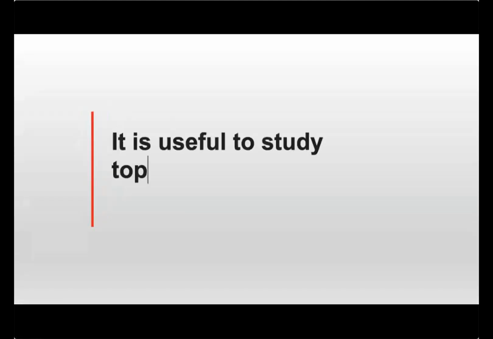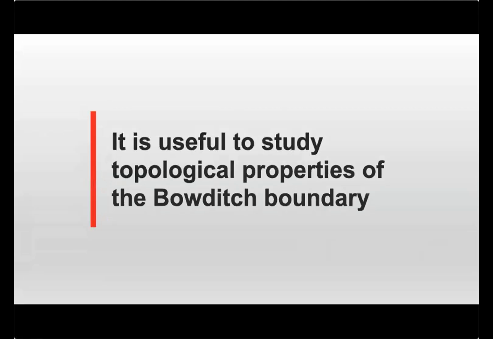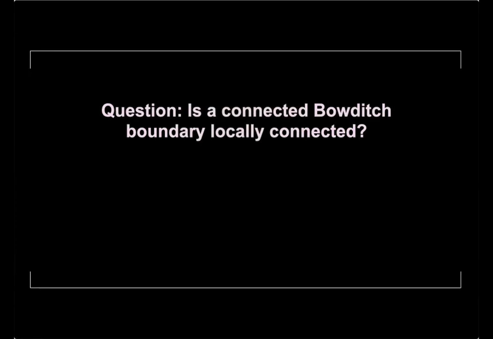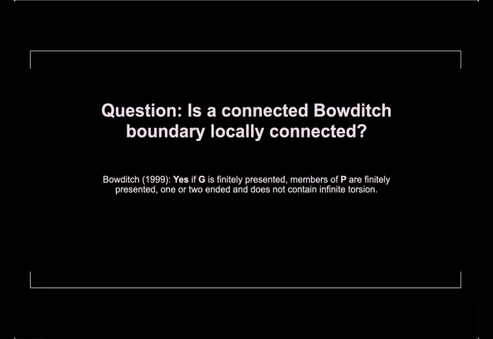So the moral is that it is useful to study the topological properties of the Bowditch boundary, which brings us to the main question: if the boundary is connected, is it locally connected? Actually, Bowditch studied this problem around 1999. There was a series of papers in which he tried to answer this question. And he found, yes, indeed, it is locally connected, provided you have some restrictions on the group and the members of P, the collection of parabolic subgroups.